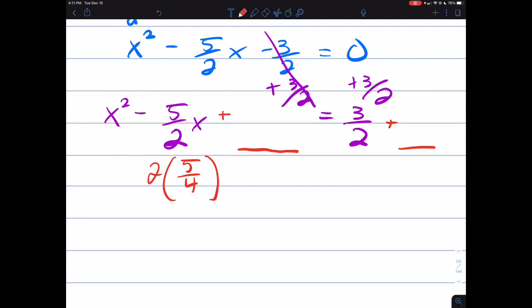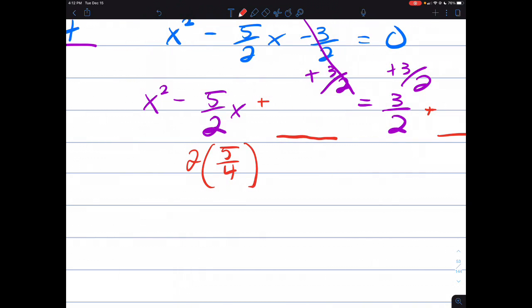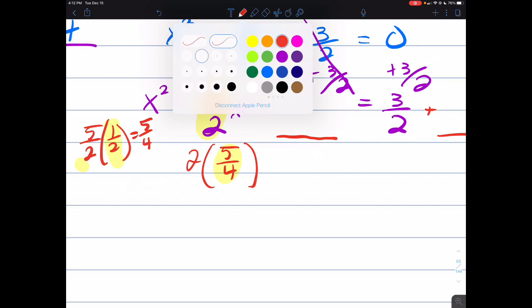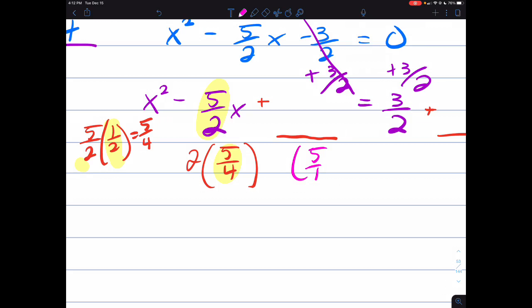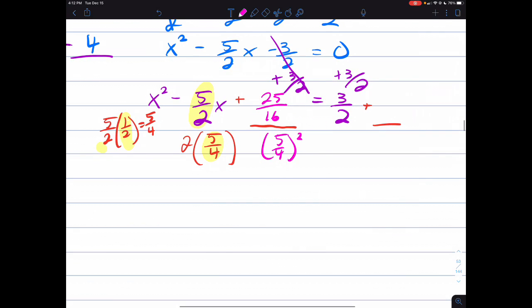How do I know that? Think about it this way. Half of 5 halves is like 5 halves times 1 half. You know, take half of something. And so that gives us 5 fourths, because you do 5 times 1 and 2 times 2, which is 4. So we're halving this number to get this number. And then that means we have to square 5 fourths, square the top, so that's 25, and square the bottom, so that's 16. So we're adding 25 over 16 to both sides.